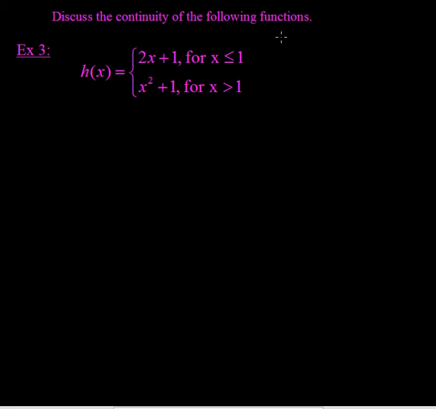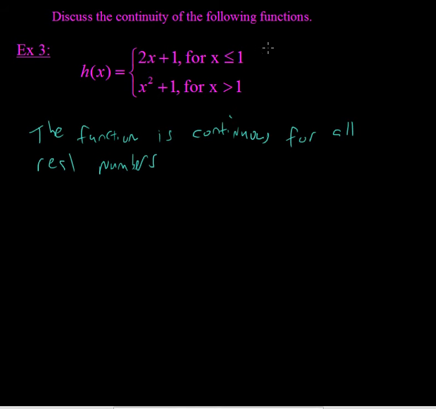Now, example 3 is a different type of function. Now, notice this is a piecewise function. So it's piecewise linear up here for x less than 1, and it's actually a quadratic for x greater than 1. So you notice that both of those are continuous on their own domains. So we'll say the function is continuous for all real numbers, except for now we need to see, is it continuous where, actually we'll finish that sentence. The function is continuous for all real numbers where x is not equal to 1.